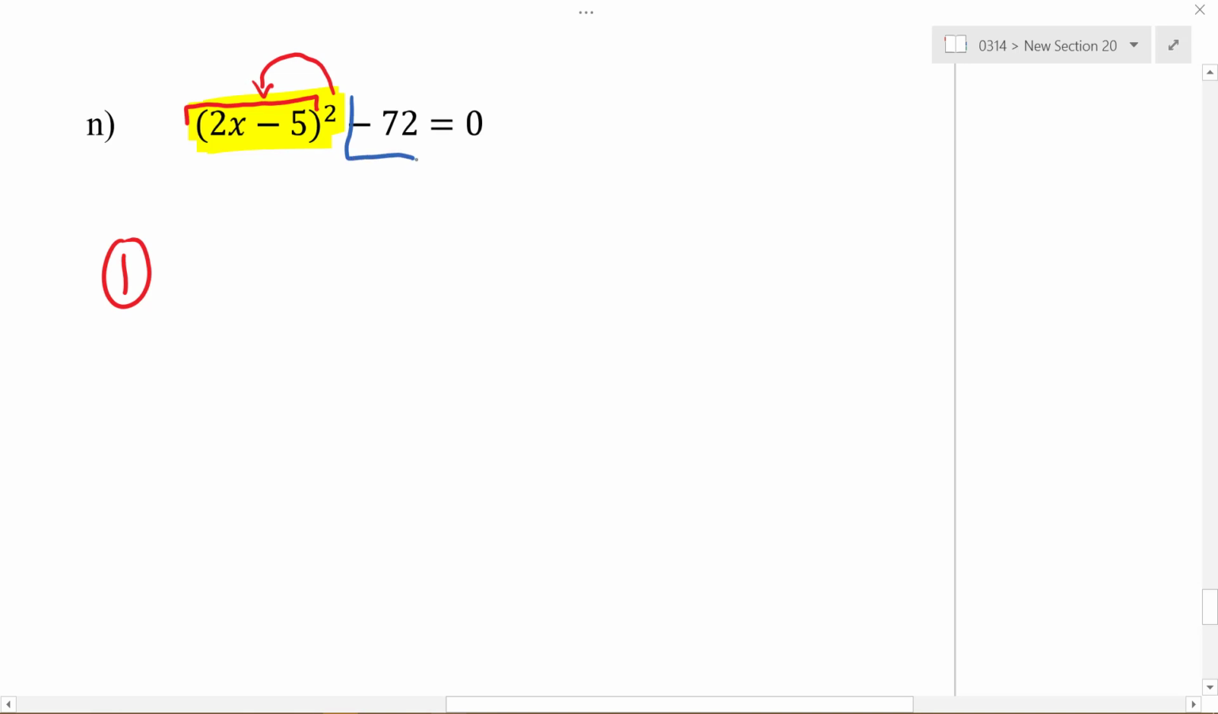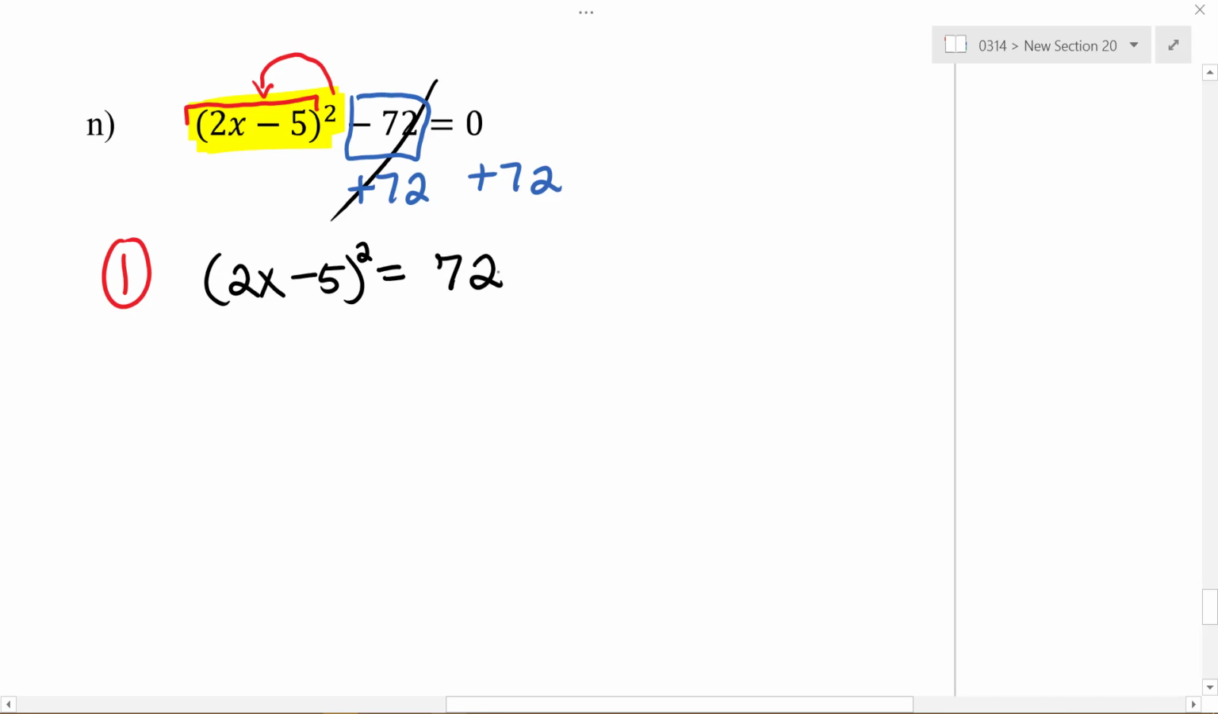That also means we need to get rid of this negative 72. So how am I going to move that to the other side of the equation so that I have the yellow part by itself on one side? So that's a negative 72, that's being subtracted, so we're going to do the opposite operation. We're going to add 72 to both sides. Okay, so I have 2x minus 5 squared, right? So that's the squared term. We're going to cancel those, and we end up with 0 plus 72 on the right-hand side, so that's a positive 72.